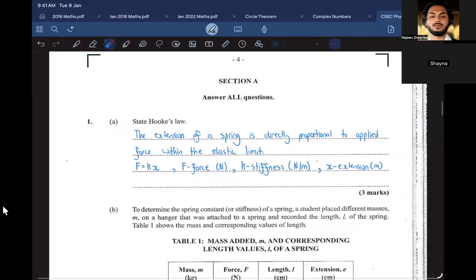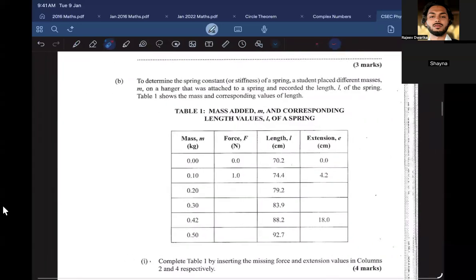Okay, let's continue. So part B. To determine the spring constant or stiffness of a spring, a student placed different masses M on a hanger that was attached to a spring and recorded the length L of the spring. Table 1 shows the mass and corresponding values of length. Right.